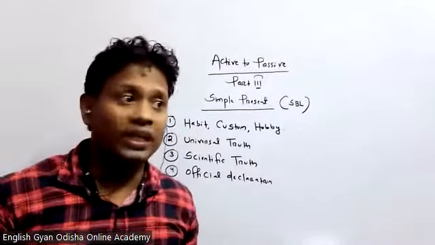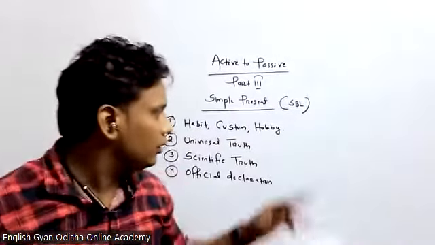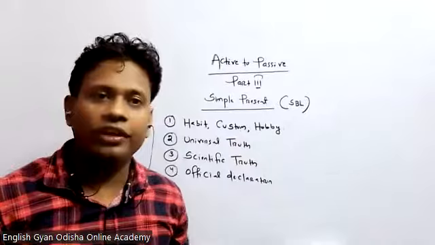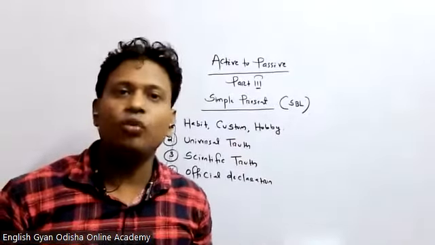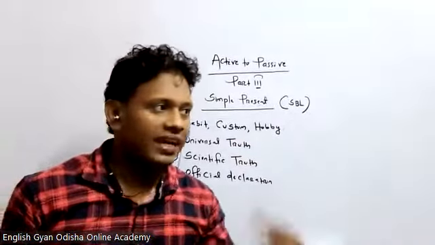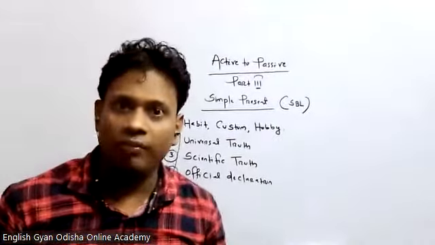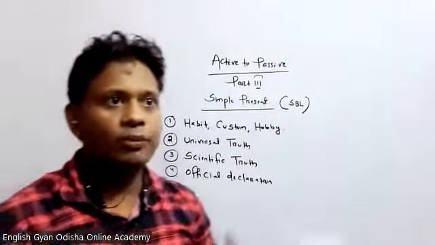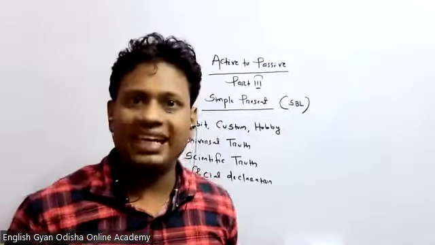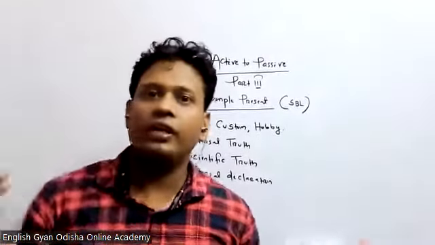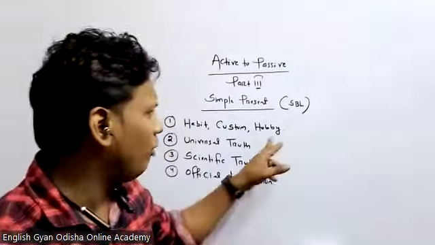Custom: we celebrate Holi, like that. Hobby: hobby means what you do in your free time, right? You can say I read the newspaper in my free time. That's a daily affair. You have so many hobbies, like listening to music, watching television, going outside for playing. So these are called your hobbies.